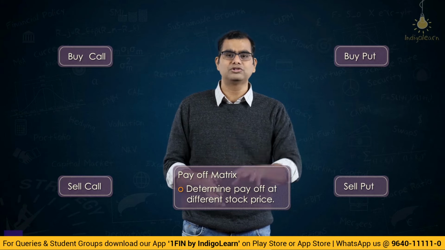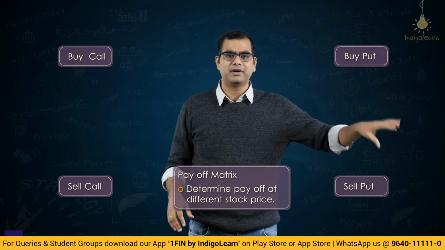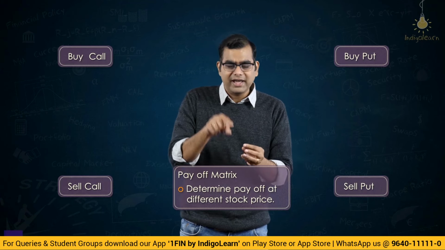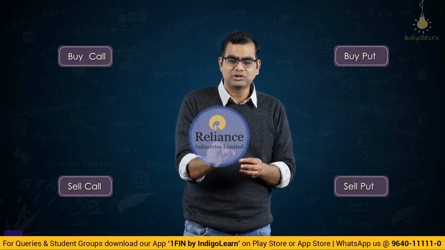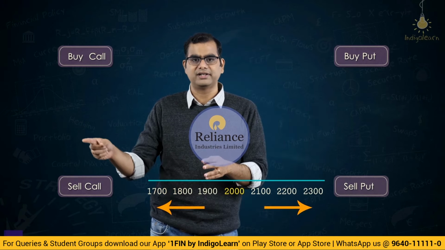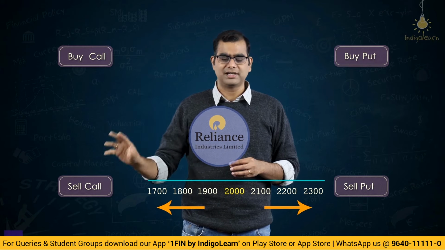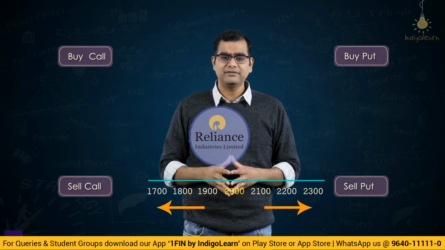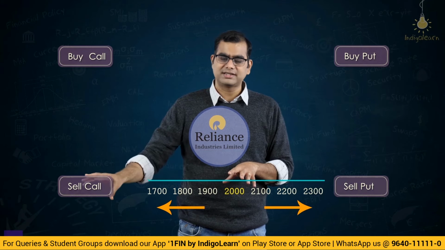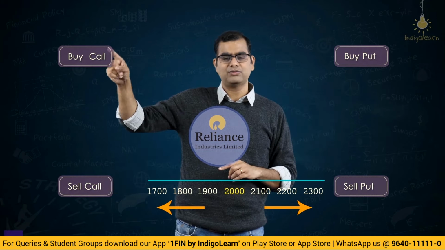If Reliance moves from 2000 to 2100, what happens in buy call? What happens in sell call? What happens in buy put? What happens in sell put? So, we will try to understand at various prices of Reliance from 2000 to 2100, 2200, 2300, 2000 to 1900, 1800, 1700. What is going to happen in each of these scenarios? Buy call, buy put, sell put. And we will understand all of this after we have understood what is a sell call, what is a buy put, what is a sell put. Because we have already discussed what is a buy call.